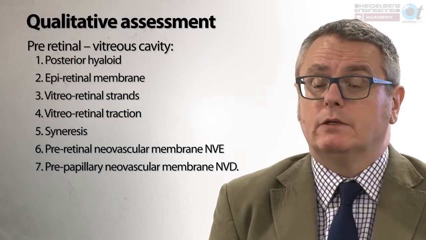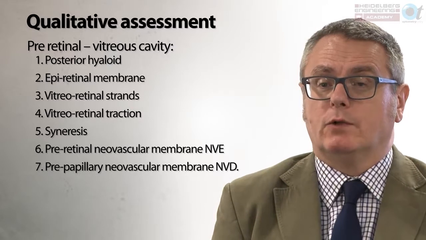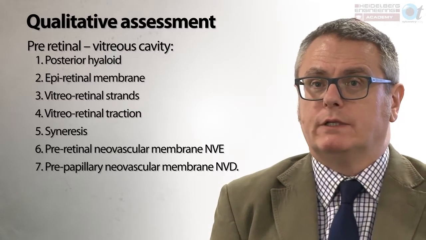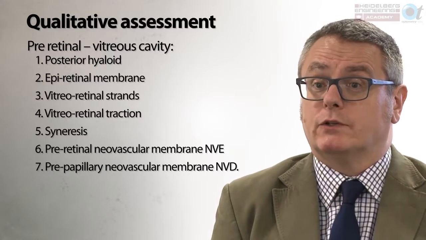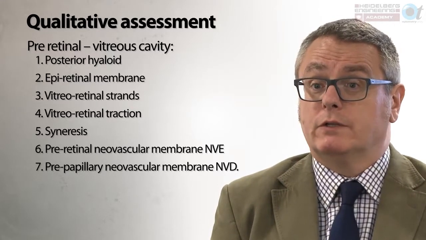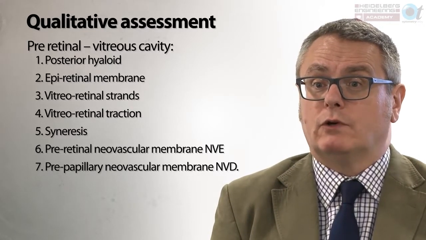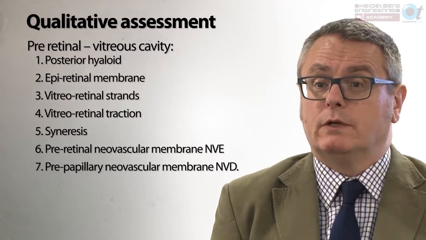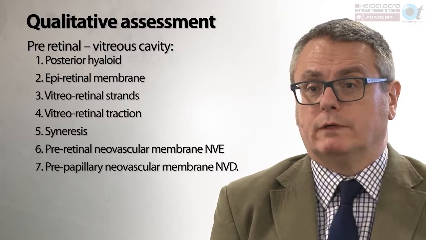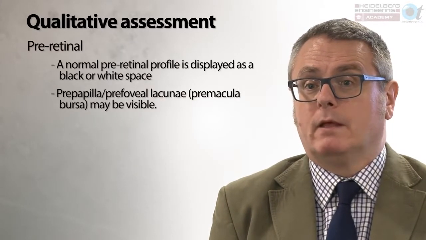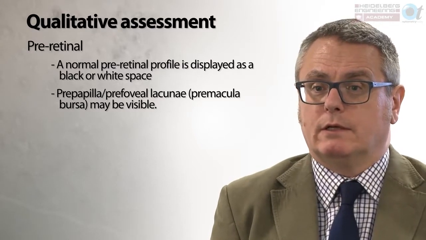The vitreous cavity should be minimally reflected. Vitreous is approximately 98% water and about 2% collagen, and therefore any reflectivity within this structure should be viewed as abnormal. The most likely structure you're going to see is the posterior hyaloid associated with the posterior vitreous detachment. But again, epiretinal membranes, vitreoretinal strands, vitreoretinal traction, syneresis and neovascularization may also be visible within the vitreous profile or vitreous cavity. Bear in mind that you can pick up or detect changes in density within the vitreous.